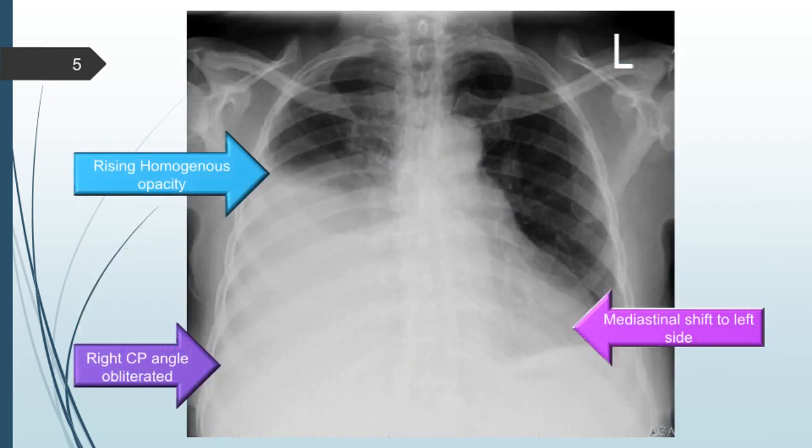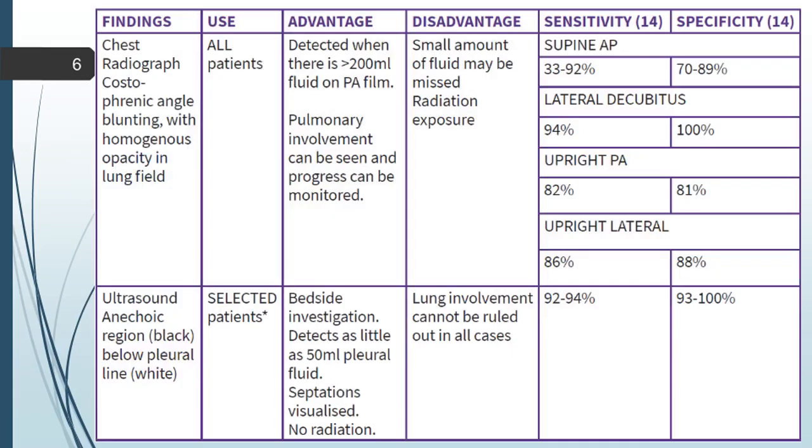This is a chest X-ray depicting right-sided pleural effusion. The findings are right CP angle obliteration, rising homogeneous opacity and mediastinal shift to the contralateral side. Chest radiograph is done in all patients suspected of pleural effusion. Chest X-ray PA view detects 200 milliliters of pleural fluid. Lateral decubitus is the best position to detect pleural fluid via chest X-ray. Ultrasound of chest is another important imaging modality for detecting pleural fluid as low as 50 milliliters.